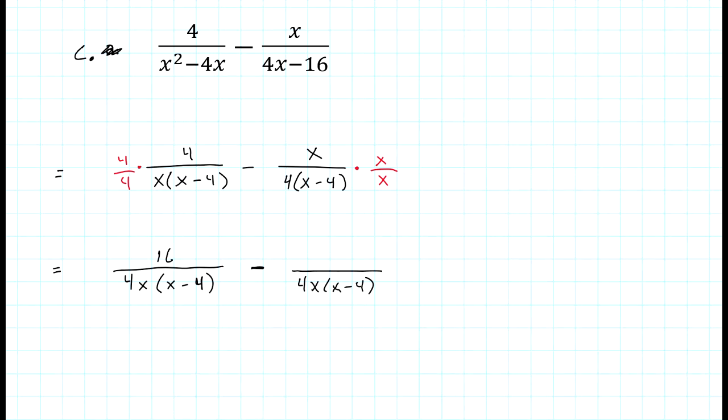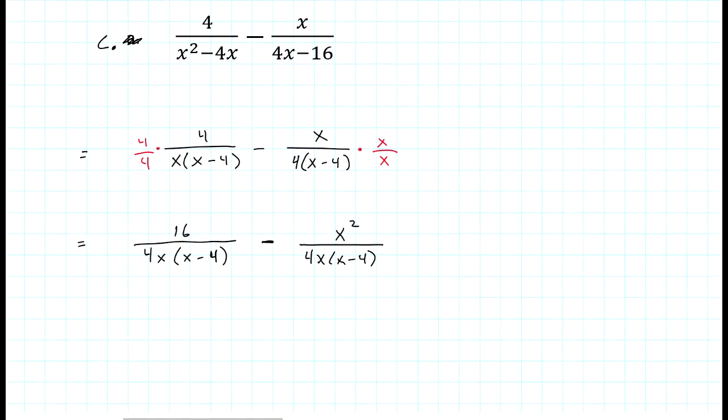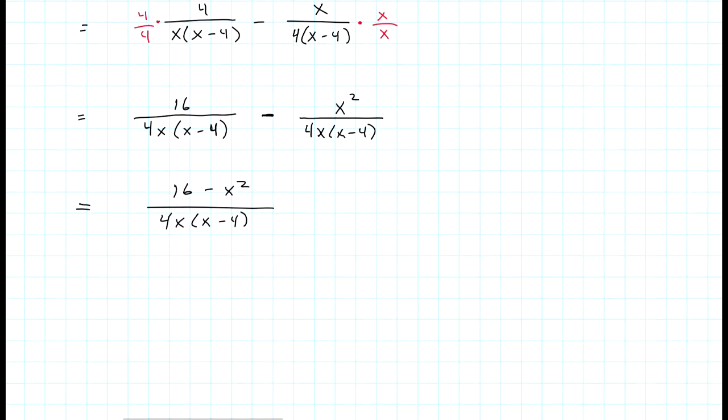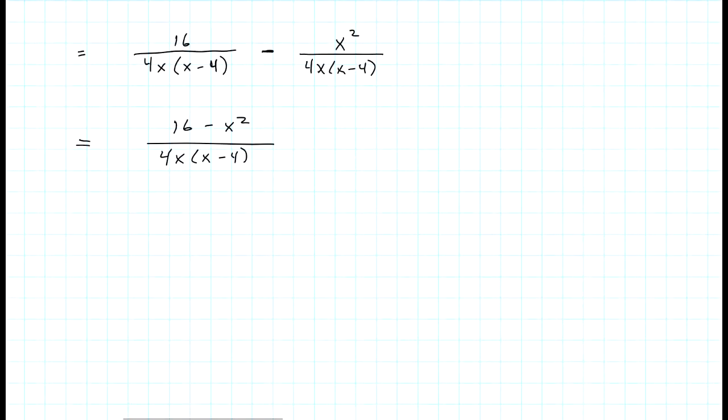This is going to leave us with a 16 on top of the first fraction from 4 times 4, and in the second fraction we'll have an x squared from x times x. We'll come down and we'll bring these together as a single fraction, 16 minus x squared over 4x times x minus 4. And then we want to factor the numerator here. That 16 minus x squared will be a 4 minus x, and then a 4 plus x, all over 4x times x minus 4.